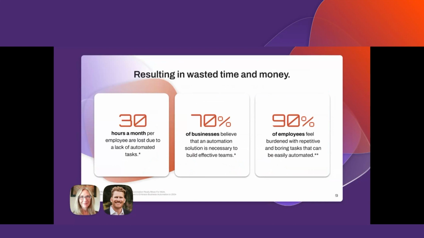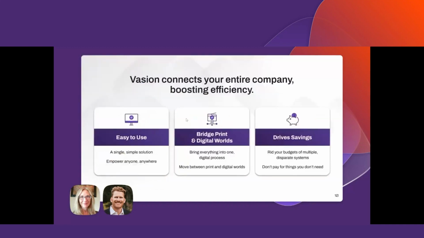30 hours a month per employee are lost due to lack of automation. And 70% of businesses believe that automation is necessary to have really effective teams. 90% of employees are burdened with repetitive and manual tasks. So why not make it easier by using Vasion Automate? Vasion connects your company, boosting efficiency by reducing time spent on those repetitive and manual tasks. It's designed to be easy to use. It's bridging the print and digital worlds, and it's driving savings for you.